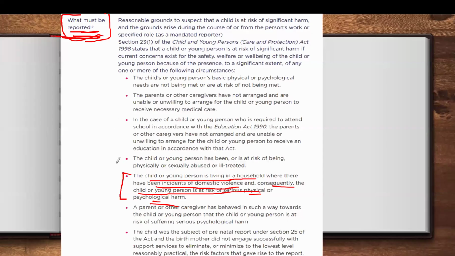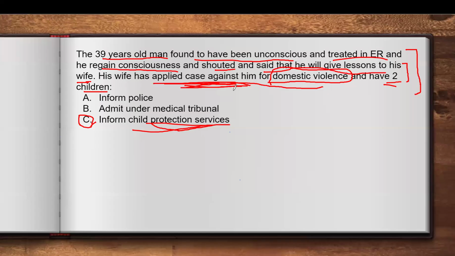But the important thing here is that the wife has already applied case. If this sentence was not mentioned, if it was a first episode, we may advise her to inform the police. But right now everything is under progress, and we need to do something about these children because this man is just not making things calm. He's just saying that he will give lessons to his wife. The children are under some psychological abuse, so we need to inform the child protection services. Child protection services will make sure that the home is a safe space for these children.